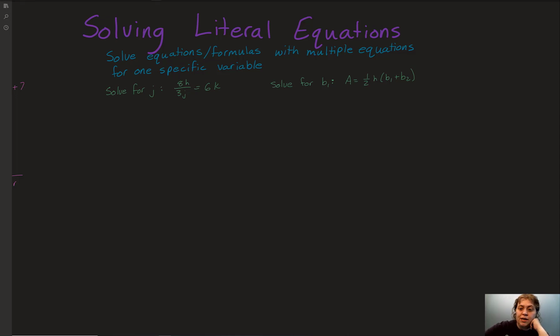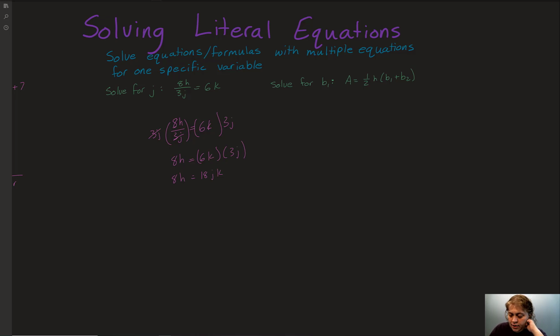So in our first example, we are going for J. There's only one J, so that's nice. He's in a denominator. I don't like denominators. So one of the things that we do when we have denominators and we don't really want them is we just multiply everything by the denominator so that it cancels out over here. That gives me 8h equals 6k times 3j. And now I don't have a denominator anymore. Yay! Life is so much easier without denominators.